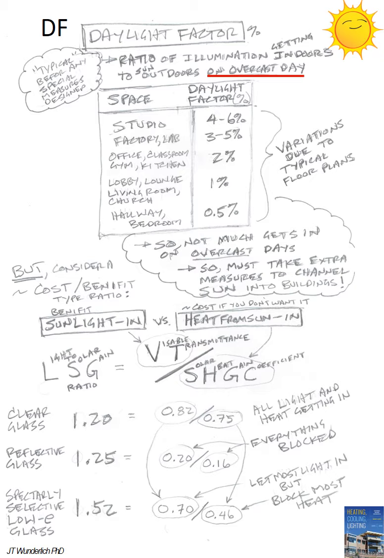So you see different ratios for clear glass, reflective glass, and low E glass, where you let most of the light in but block most of the heat. So this is something I did quite a bit in buildings in the West and California and Texas, with things that I was participating in building.